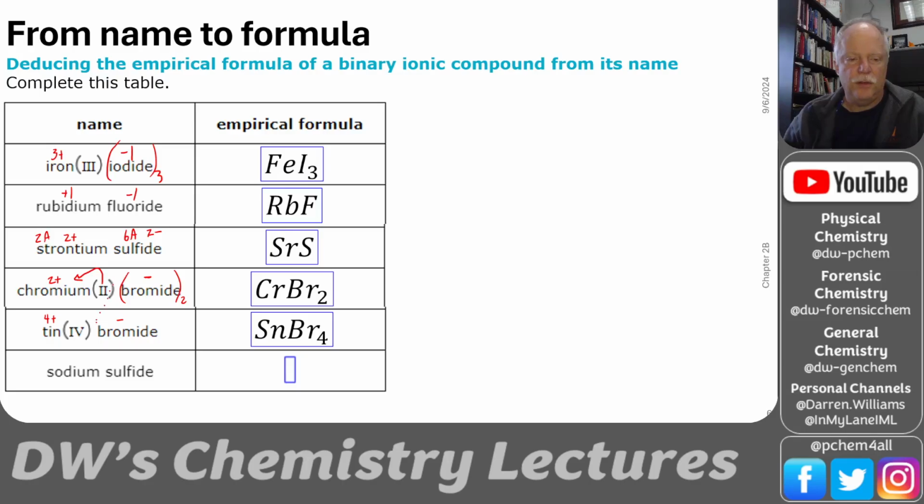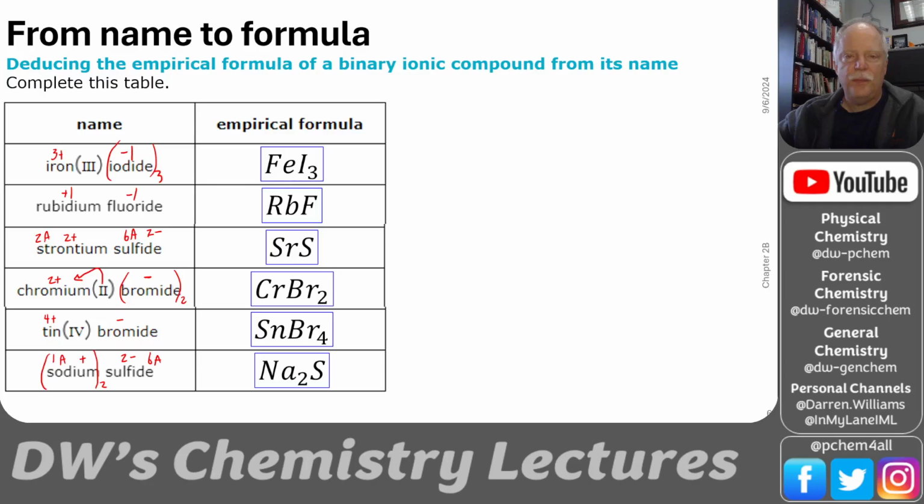And then sodium sulfide. Sodium is in group 1A, so it's a +1. And the sulfide is a -2 because it's in group 6A. And so this time I need 2 of the sodiums. So I need the sodium to be times 2. So it'll be Na2S.